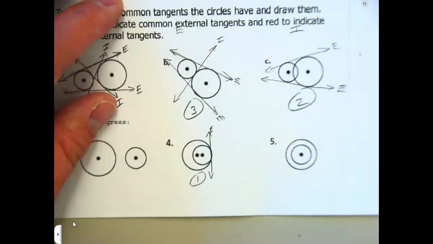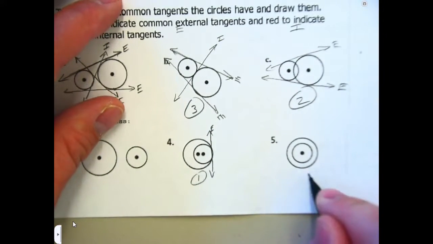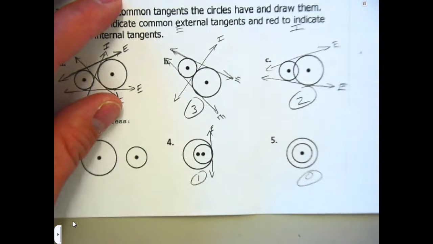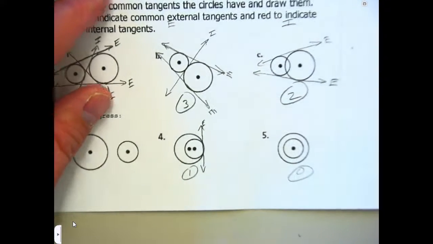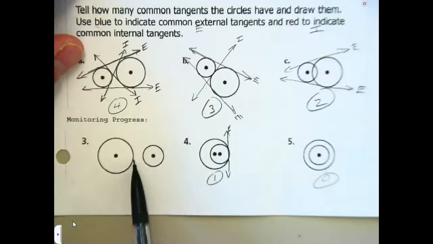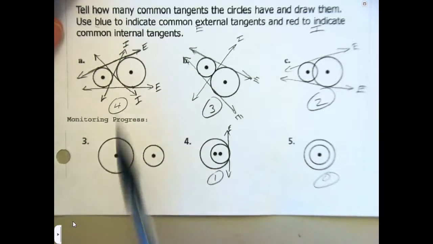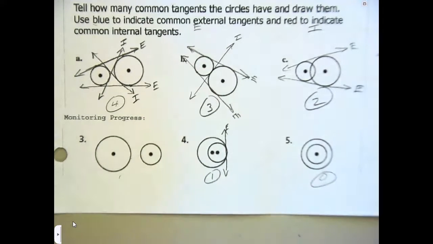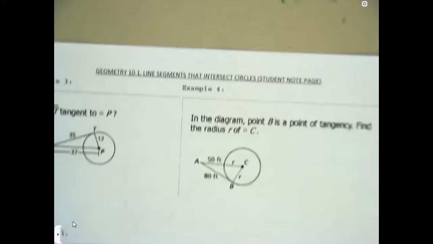Does number 5 have any? No. What type of circles are those? Concentric. Yeah. Concentric. Good. And then this one would be kind of similar to this one up here. Questions? No. Concentric circles.